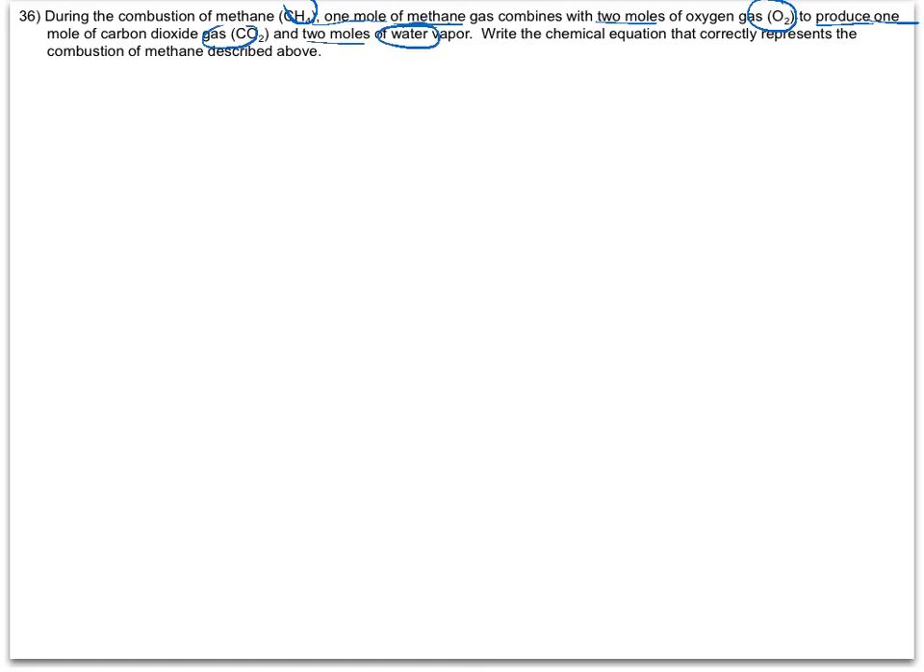So all you have to do really is remember what the formula for water is, which I'm going to kill anybody in my class that can't remember that. So we have the combustion of methane, and it's 1 mole, so nothing goes in front, plus 2 moles of oxygen.